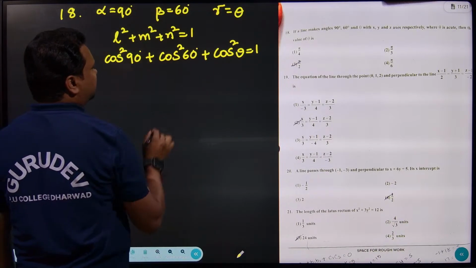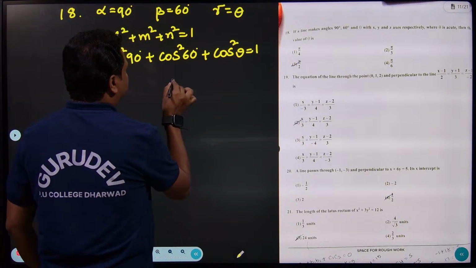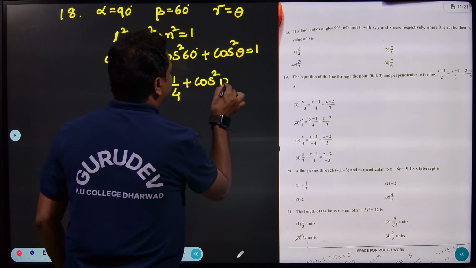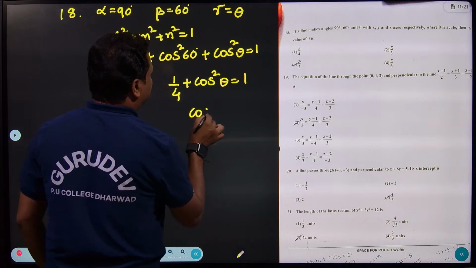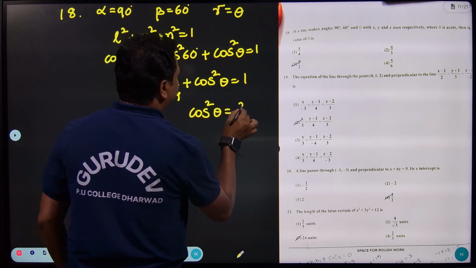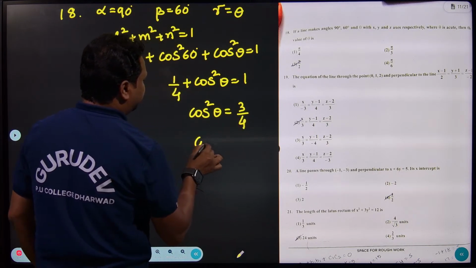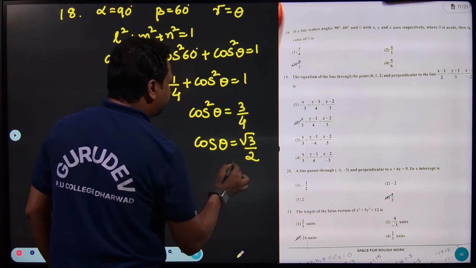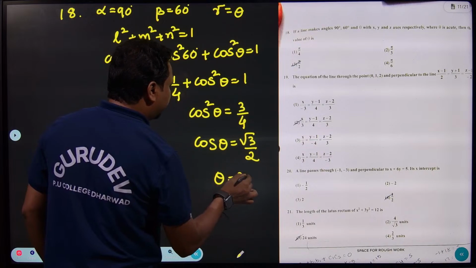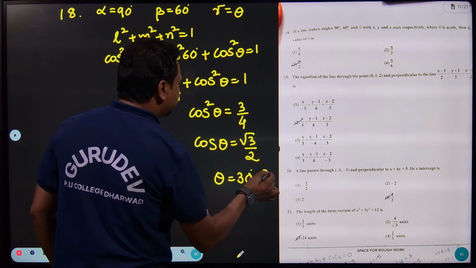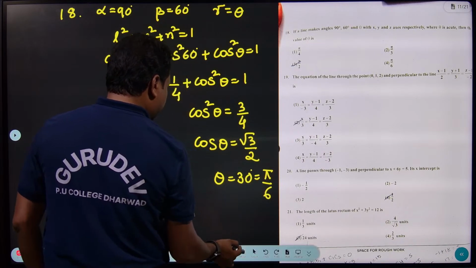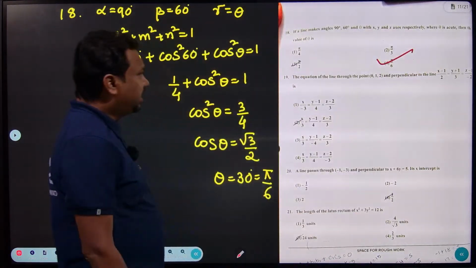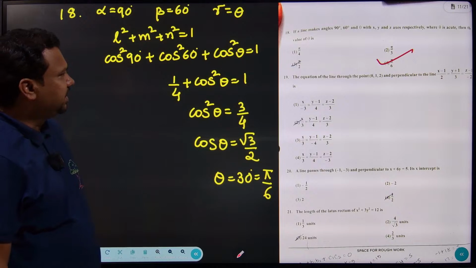Cos 90 is 0, cos 60 is 1 by 2. Squaring 1 by 2 gives 1 by 4, plus cos square theta is equal to 1. Therefore, cos square theta is equal to 1 minus 1 by 4, which is 3 by 4. Therefore, cos theta is equal to root 3 by 2. It means theta is equal to 30 degrees. That is 5 by 6, the right answer. Option D is the right answer. Clear?